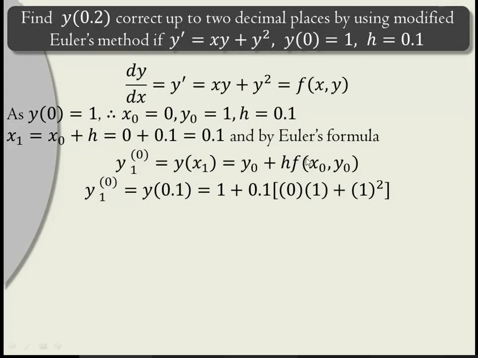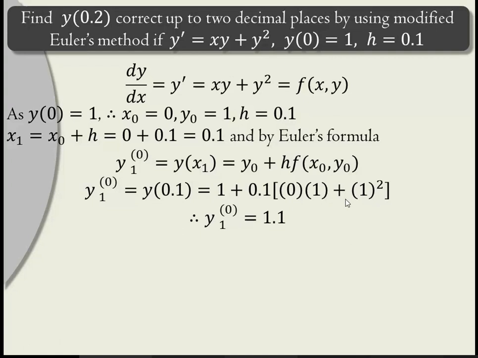Replace x by x naught, replace y by y naught. x naught is 0 and y naught is 1. So it is 0 into 1 plus 1 square. Simplify it. So the 0th iteration is 1.1.